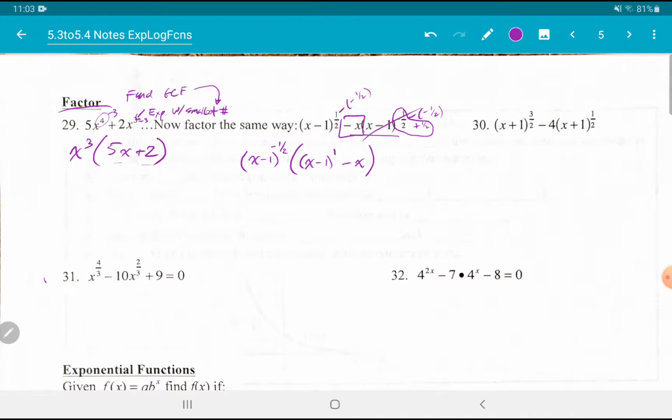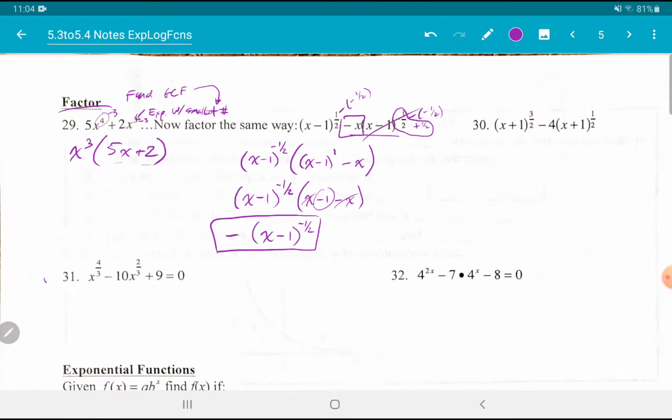Now, let's simplify a little bit more. We have the (x minus 1) to the negative half out there. And then if we simplify what's left in parentheses, (x minus 1) to the 1 is really just x minus 1, minus x. And then the x minus x cancel out. So it looks like we're only left with negative 1 here. So this turns into negative 1 times (x minus 1) to the negative half, like that.